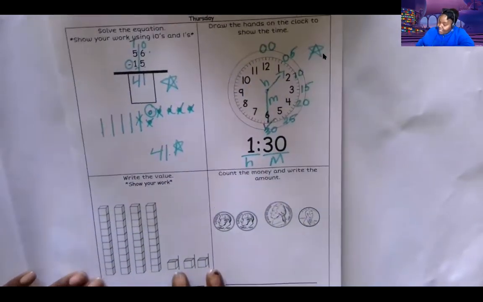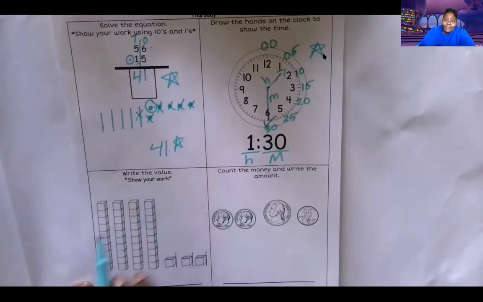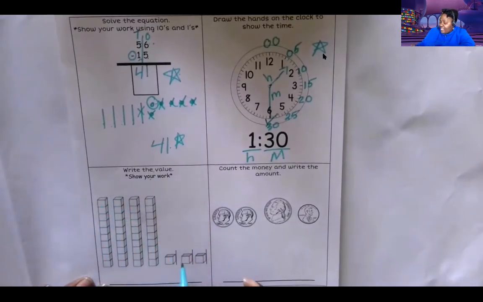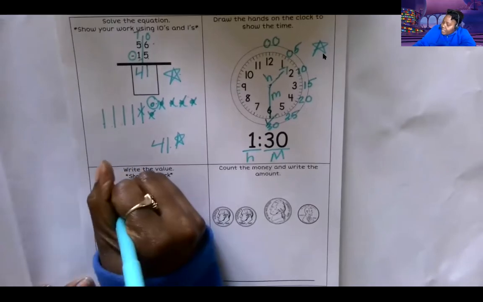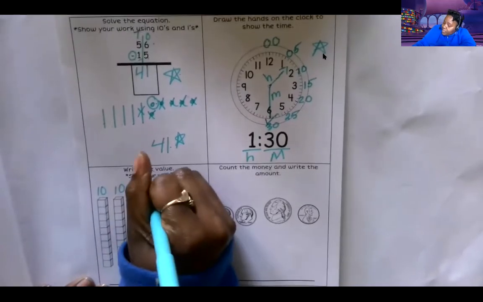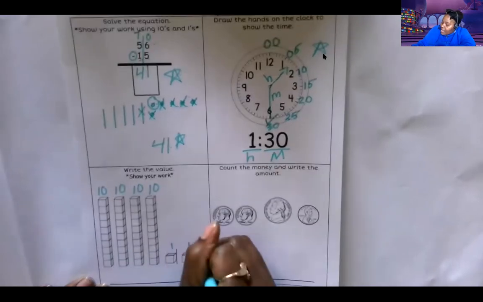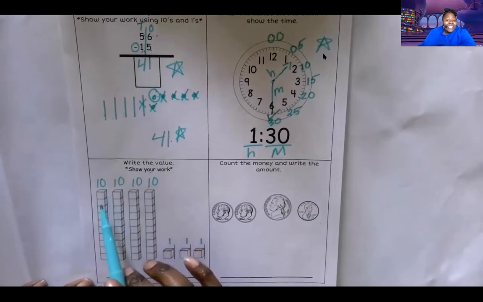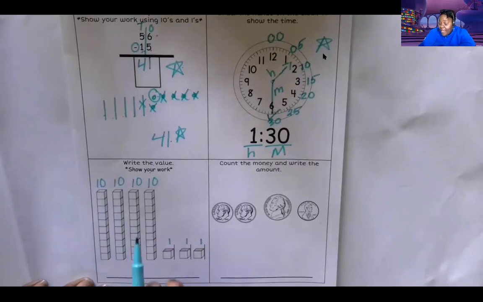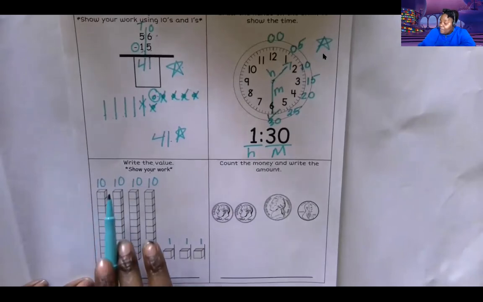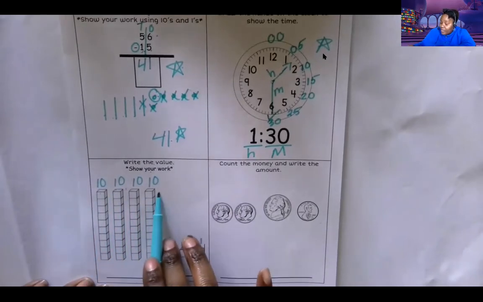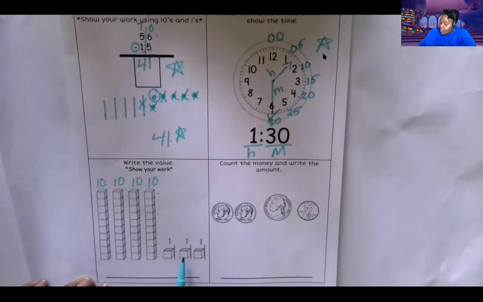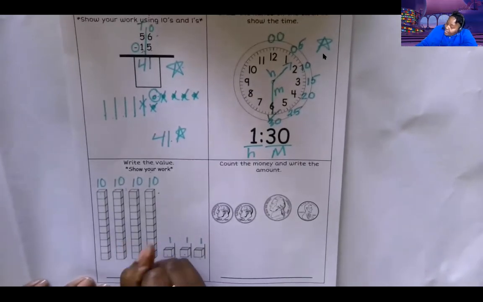All right. Write the value, show your work. So here I have my 10s and my 1s. If you get confused between counting by 10s or counting by 1s, I like to label. Now this is totally optional, but I like to do that. So whenever I see this 10 rod, this 10 stick, I automatically know that it is a 10. So now let's count by 10s and 1s. 10, 20, 30, 40, 41, 42, 43.